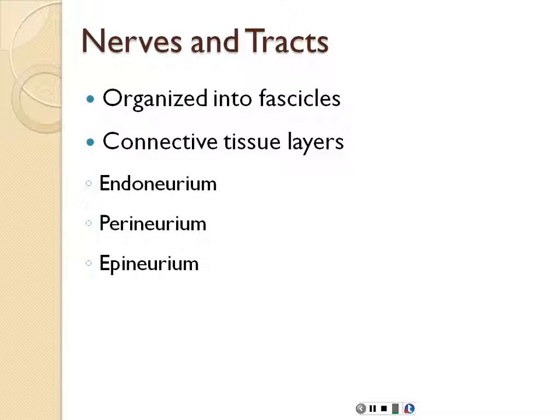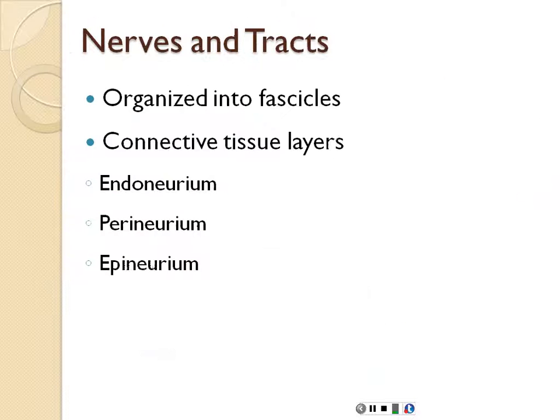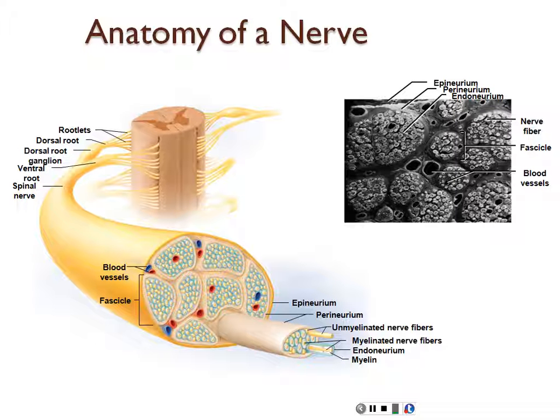Make sure you all are aware of the connective tissue layers involving a nerve. You may remember with muscles, you had epimysium, perimysium, endomysium. So you have sort of the same things on nerves. Know, for example, which of those connective tissue layers covers the entire nerve. And you can see here that that is the what? Epineurium covers the entire nerve.